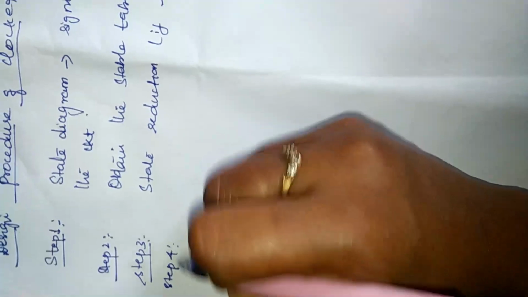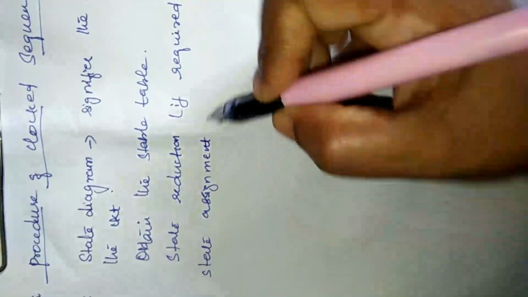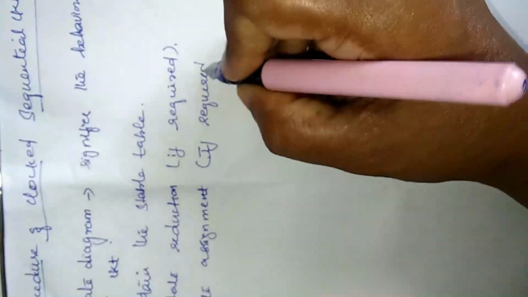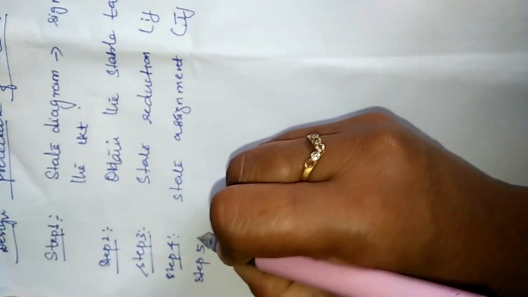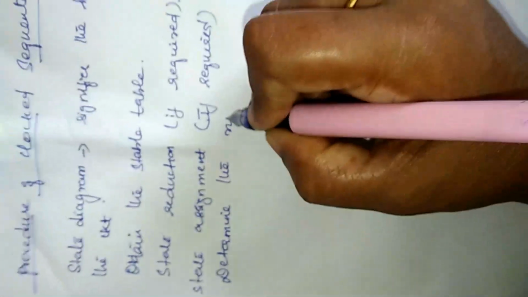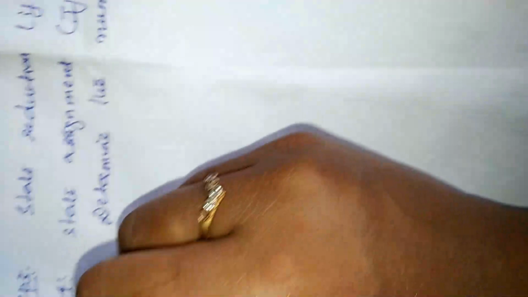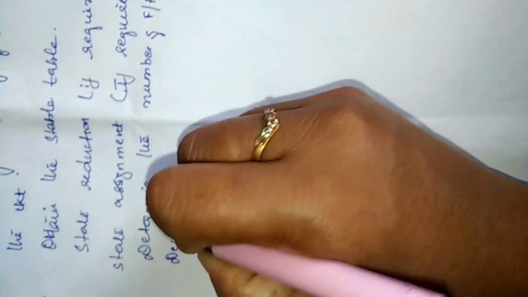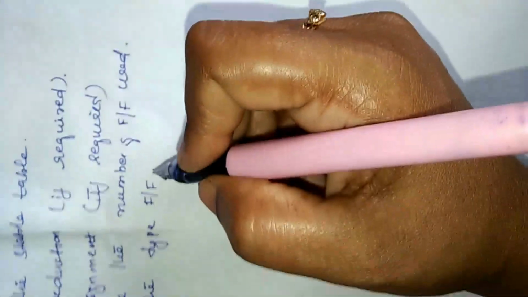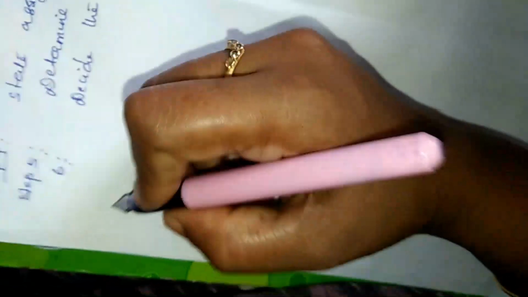Step 4 is state assignment. Again, if the state has not been assigned, we'll have to assign. So if required, this step is carried out. Step 5 is you will have to determine the number of flip-flops used. And step 6 is we'll have to decide the type of the flip-flop. Sometimes this will be given in the problem itself, otherwise we can use whatever flip-flop we are interested to use.